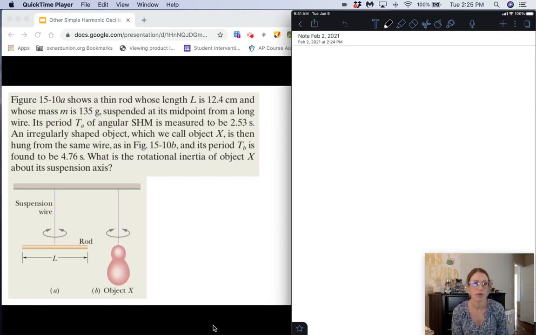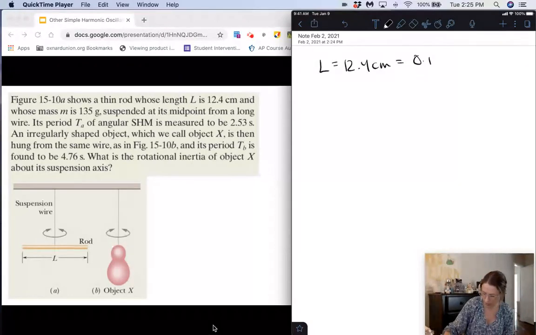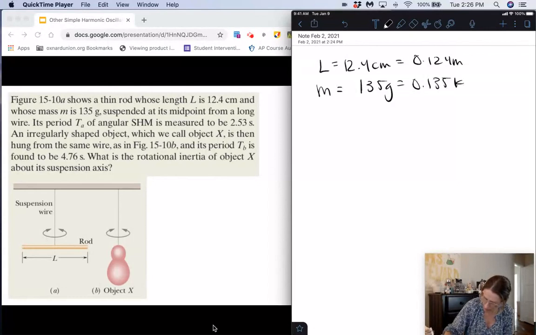This is an example for a torsion pendulum. The figure below shows a thin rod whose length L is 12.4 centimeters, which of course is 0.124 meters, and whose mass M is 135 grams or 0.135 kilograms. It's suspended at its midpoint from a long wire. Its period of angular simple harmonic motion is measured to be 2.53 seconds.